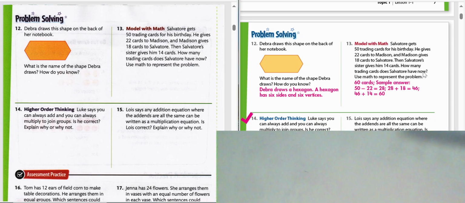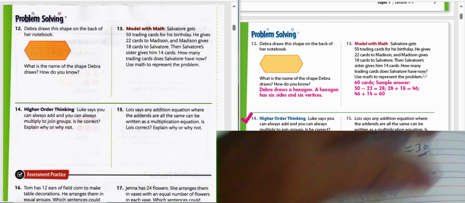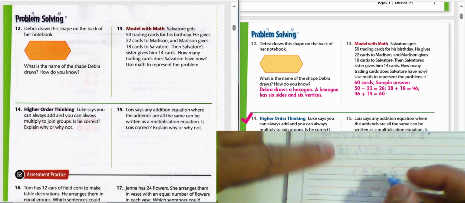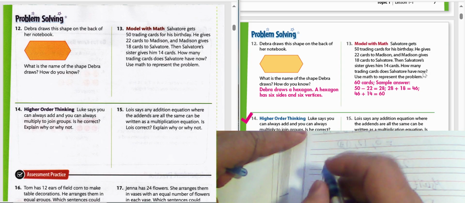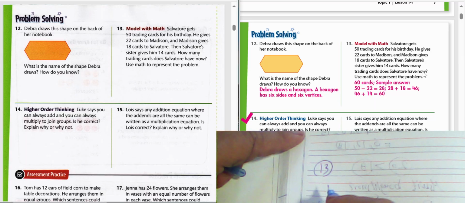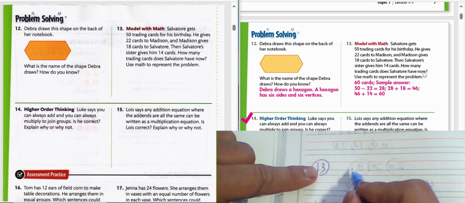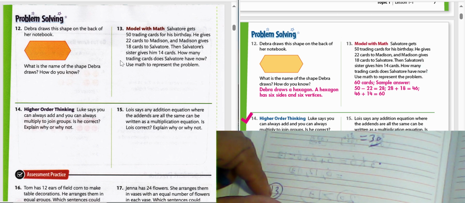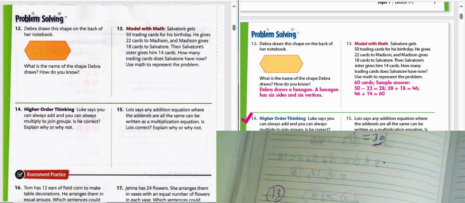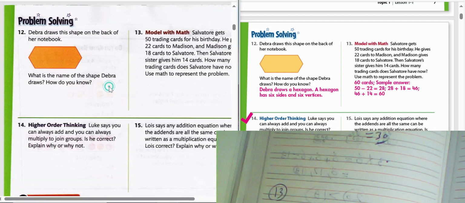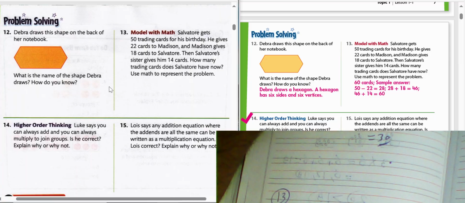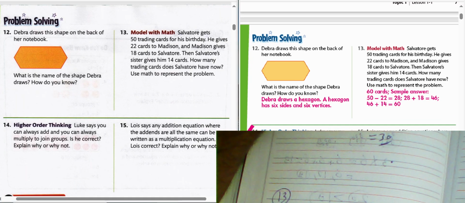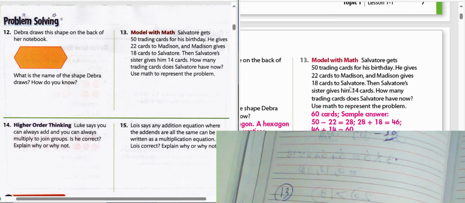To know the steps, the total number of cards was 50. Pay attention to the steps for this question. The total number was what? Was 60? Yes. Sylvester gets 50 trading cards for his birthday. He gives 22 cards to Madison. Okay, I will clear it to see the question and also the answer.